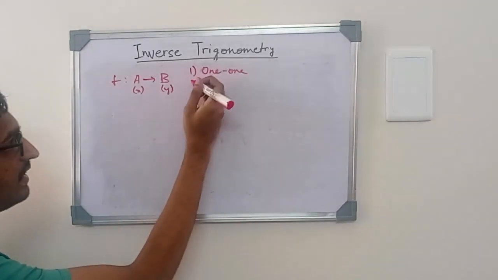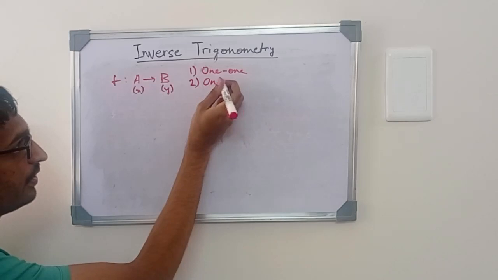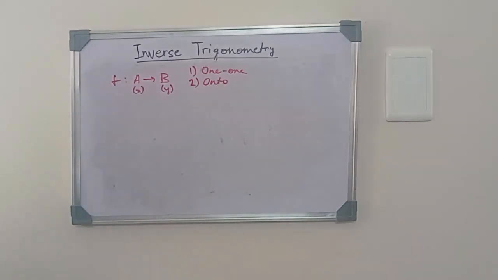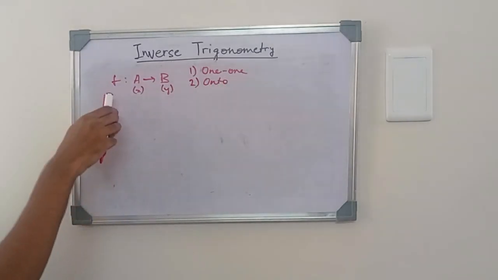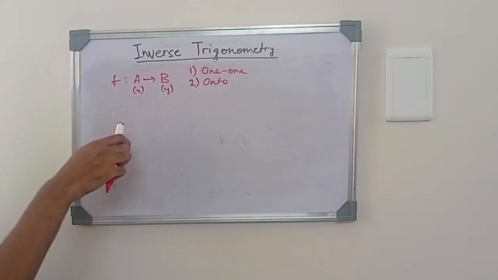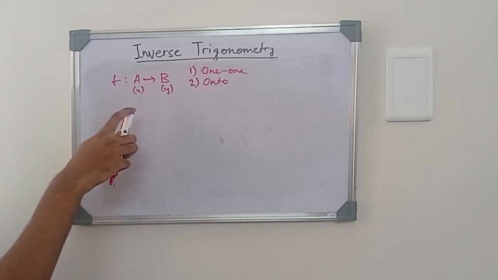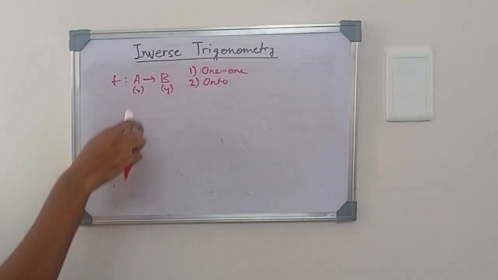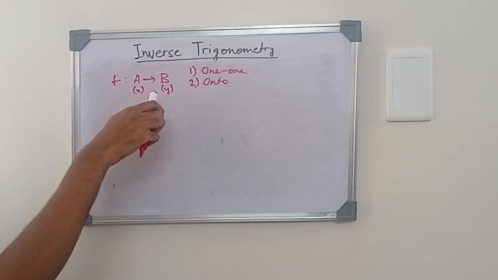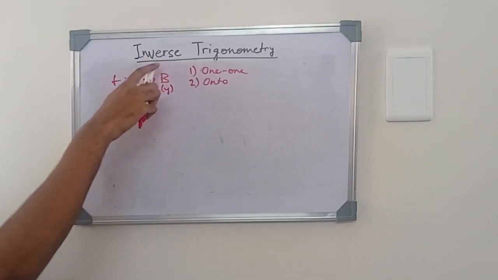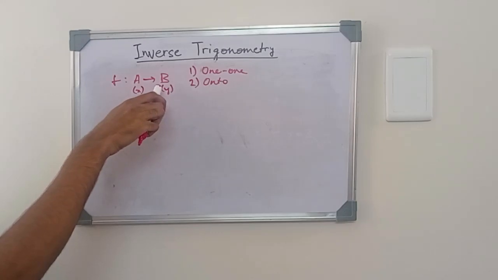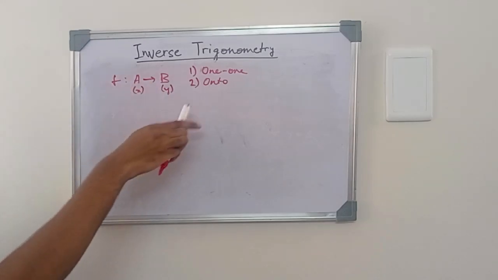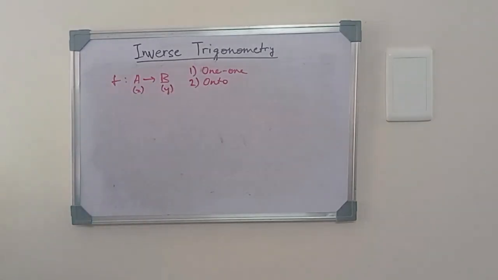And the second condition is that the function should be onto. That basically means that the range of the function f, that is the set of possible values that it can take, should be the same as the codomain. There should not be any element in set B that is not mapped to any element in set A. That's basically what this means.